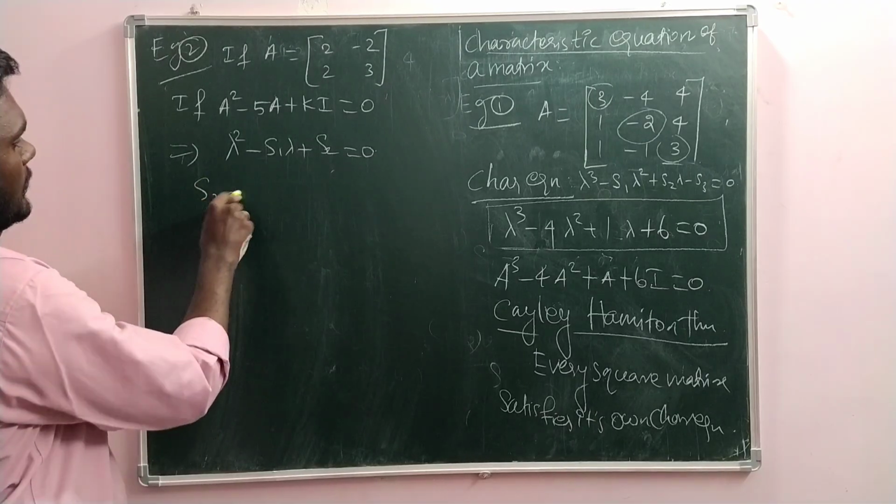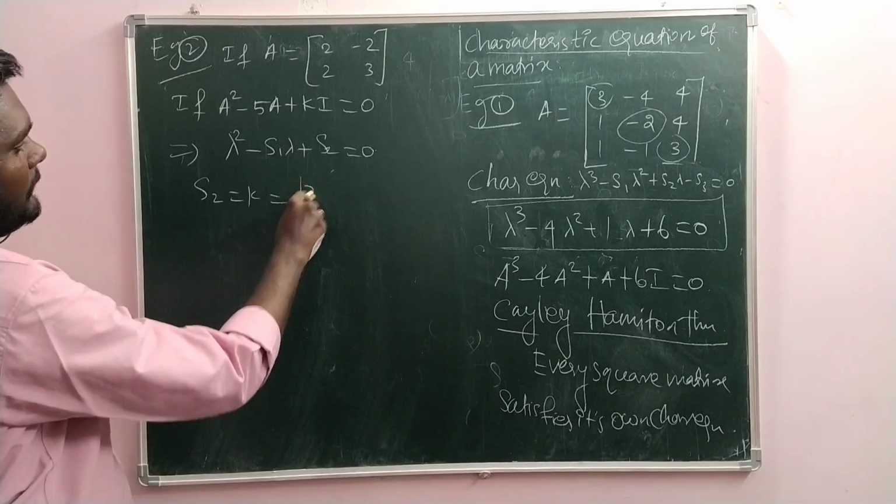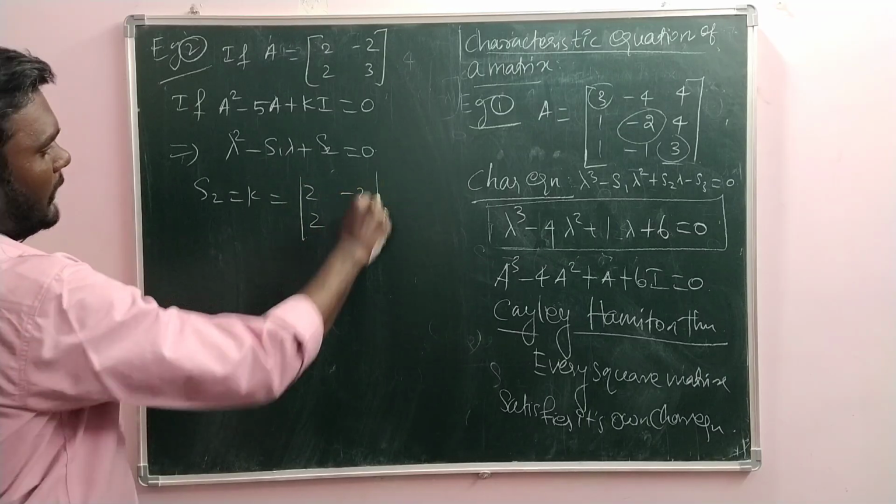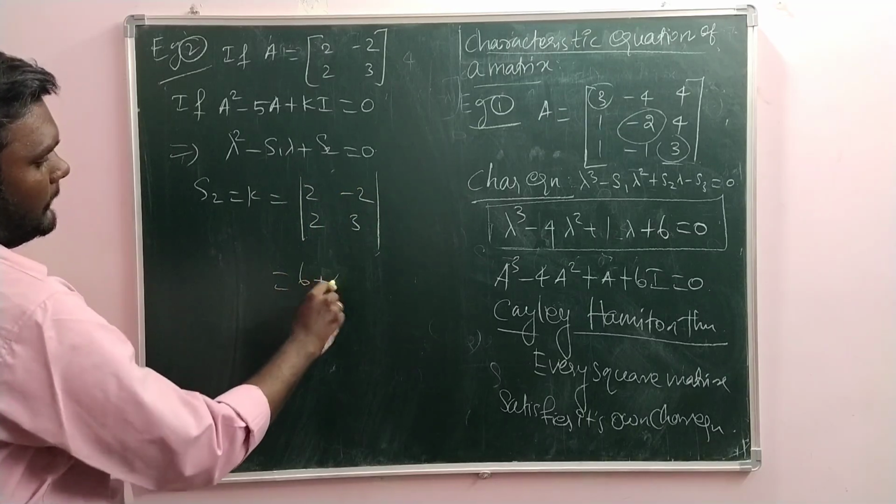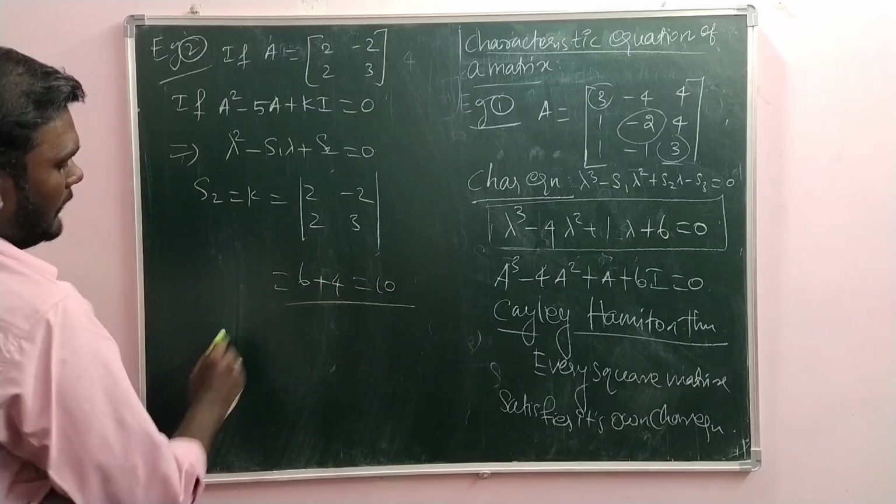What is S2? That is our K. That is the determinant of 2 minus 2, 2 and 3. So we'll get 6 plus 4 is 10. That is the value of K.